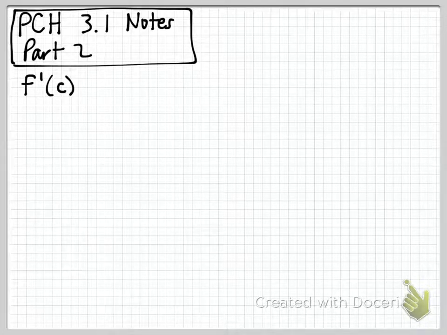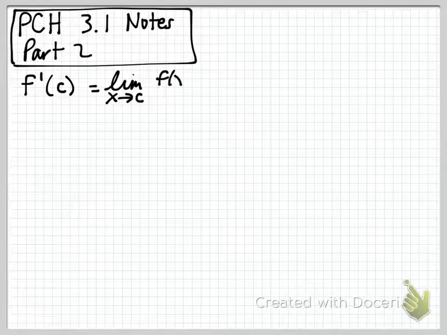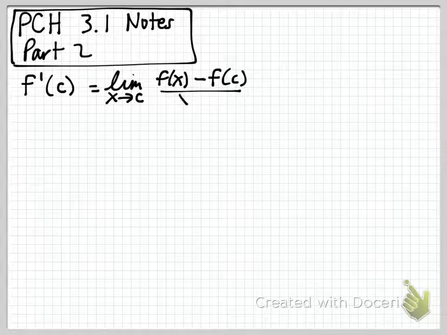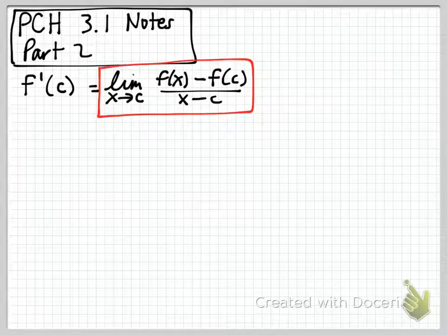I just wanted to remind you that what we were talking about the other day is that we wanted to find the derivative at some particular value of c, and we said that that was the limit as x approaches c of f of x minus f of c divided by x minus c. And this limit is going to give us the slope of the tangent line at c.